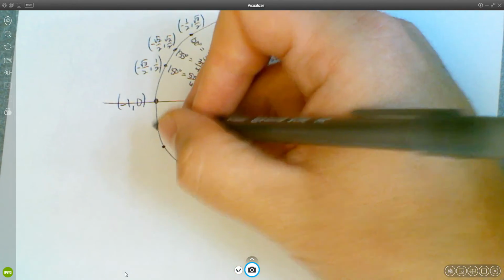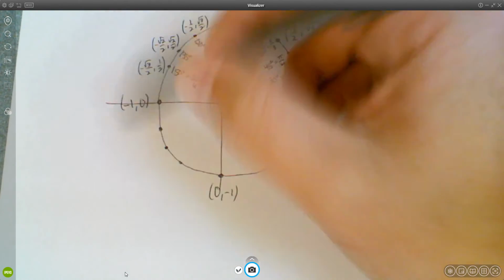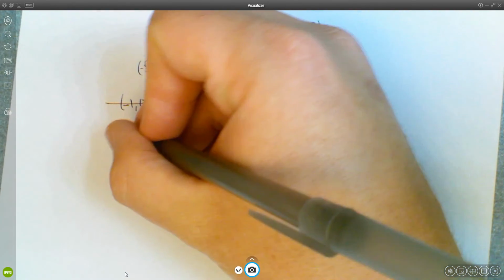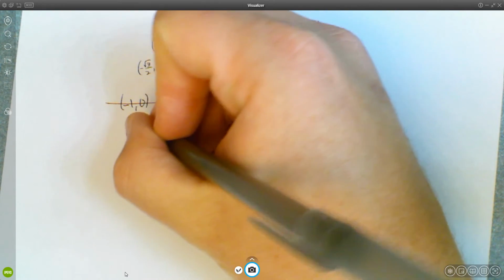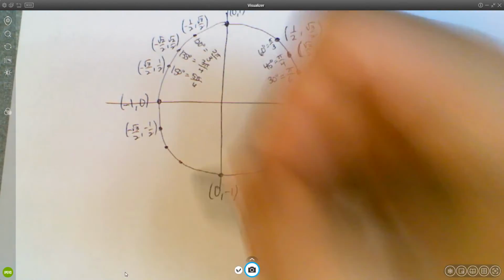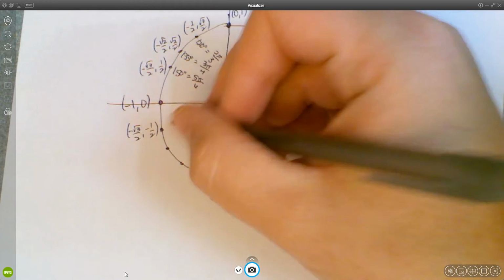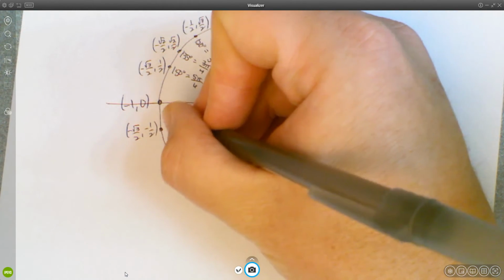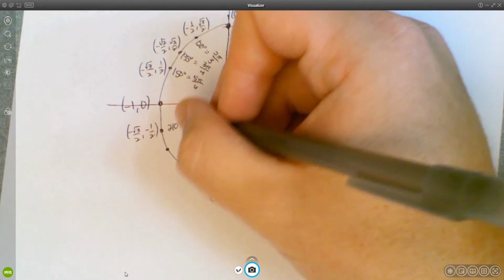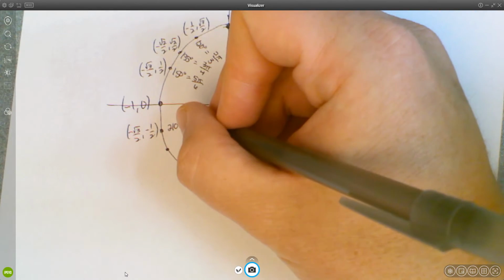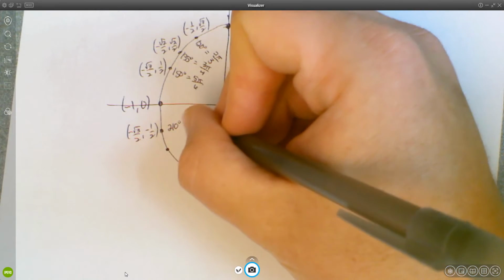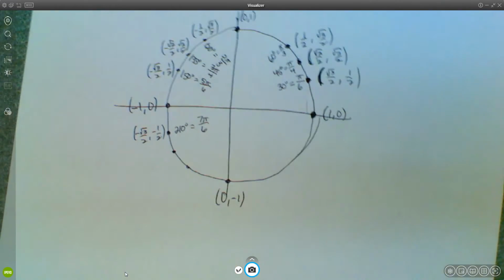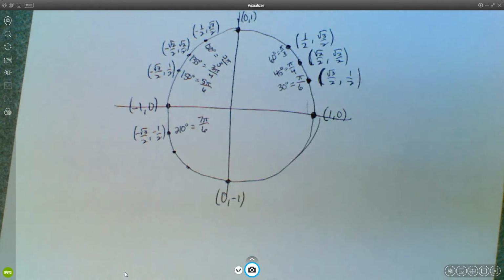Down here in quadrant 3, both the x and y coordinates are going to be negative, so you know that this one is negative root 3 over 2, negative 1/2. And you can continue on down that way. This would be 30 degrees more than 180, so it would be 210 degrees. And it would be pi over 6 radians more than pi radians, so 7 pi over 6 radians, right? And so forth, right? So you can work your way around the unit circle that way.